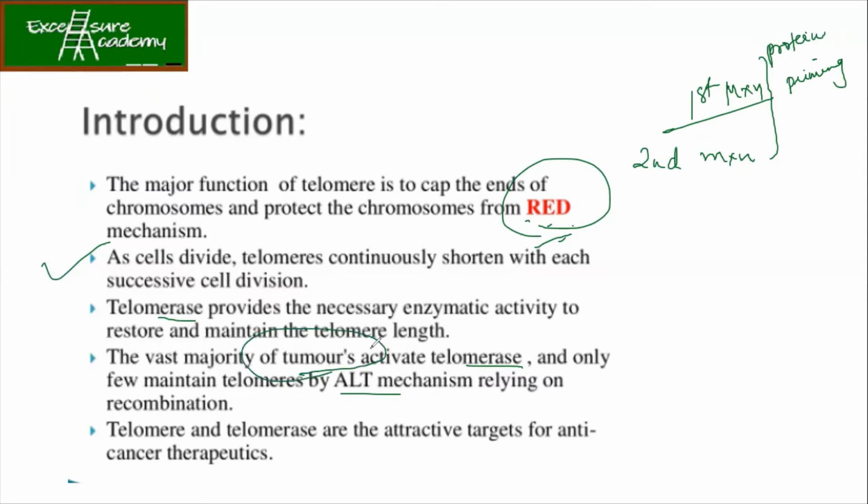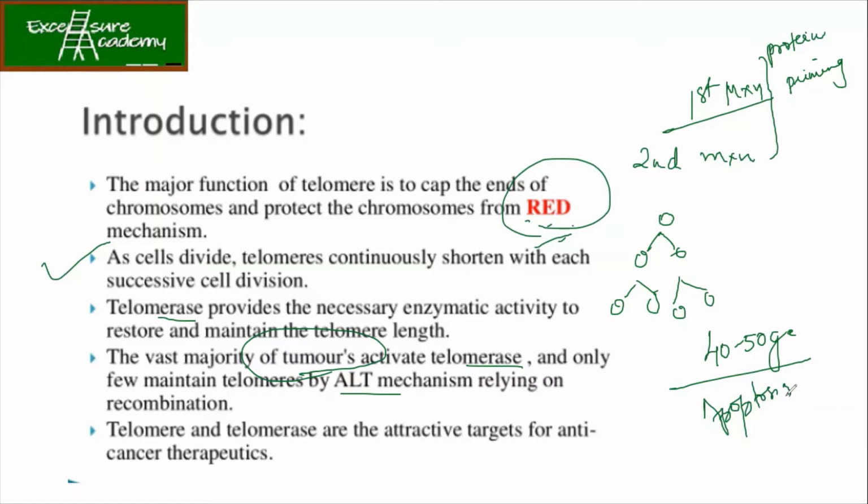So guys, how it works is, it's like a signal. If you keep on dividing, a cell gets a signal that after so many generations, let's say around 40 to 50 generations, the telomeres get shortened, and at that time the cell should undergo apoptosis. Almost the telomere is gone. It's not present sometimes. So it's a signal to the cell to undergo apoptosis.